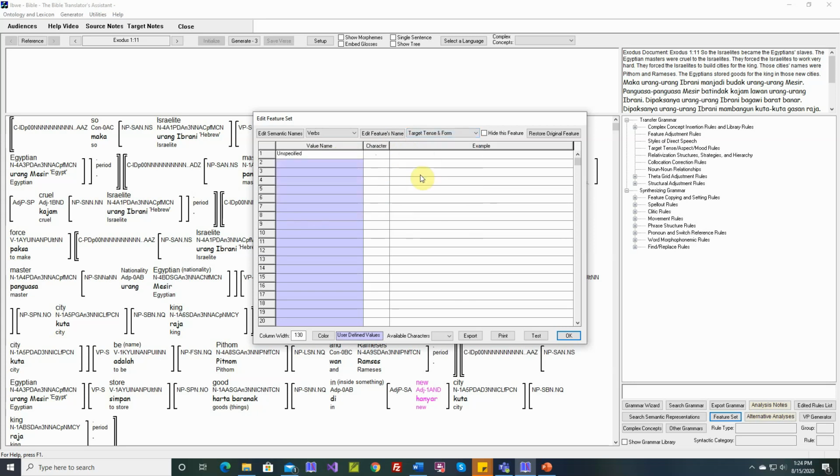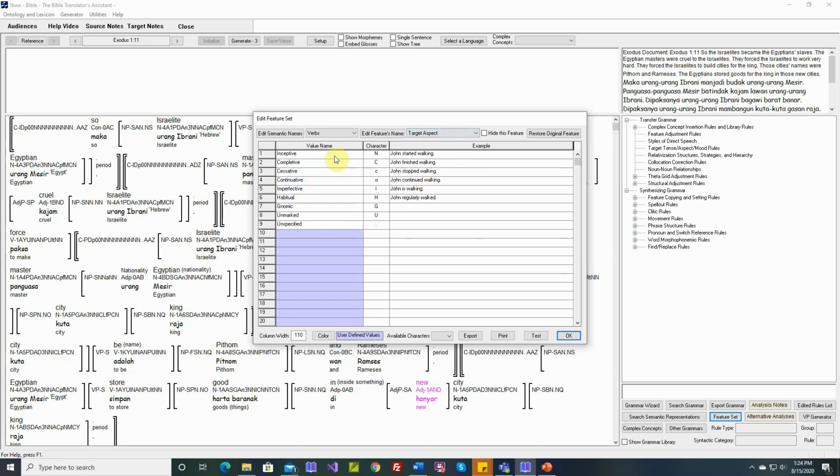And then target tense and form. Initially we only have one value, unspecified. You need to provide your own values for your target language. The various tenses, maybe past tense, future tense, present tense, and the various forms, like perfect participle, participle. You provide the forms. Here in the Philippines we have actor focus perfective, actor focus imperfective, object focus contemplative, etc. So these are your target tenses and forms.